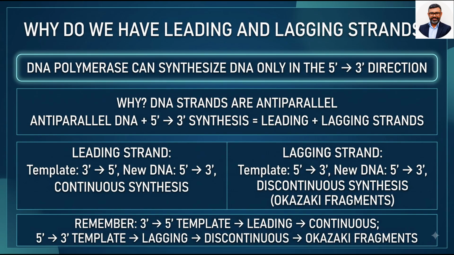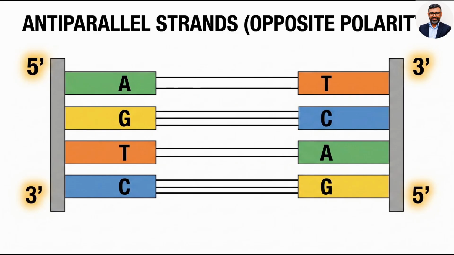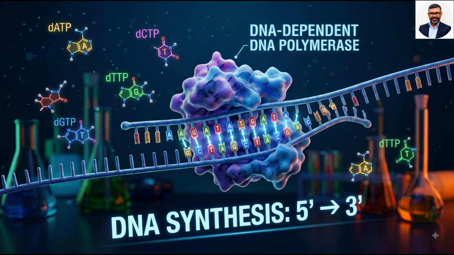Why do we have a leading strand and a lagging strand during DNA replication? The answer is simple. The two strands of DNA are antiparallel, meaning they run in opposite directions. But DNA-dependent DNA polymerase has one strict rule. It can synthesize DNA only in the 5' to 3' direction.